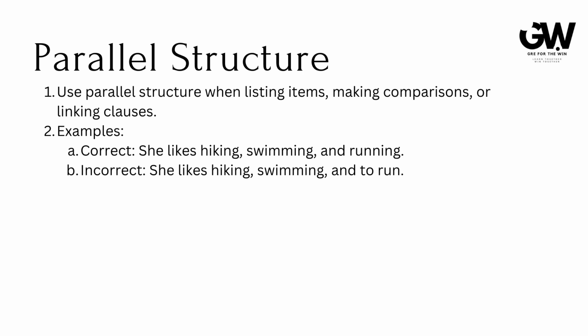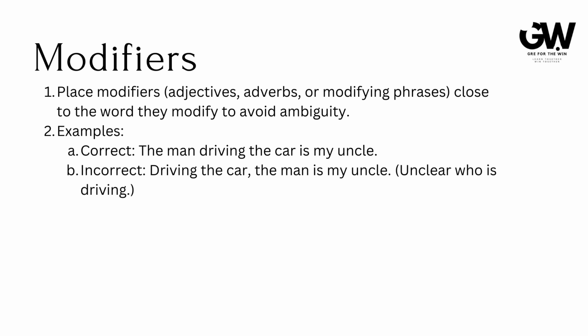In this task, you must ensure that all items in a list or comparison follow the same grammatical form. For example, "to run," while seemingly correct, is not in the same form as hiking and swimming. Therefore, the verb "to run" must be converted into the gerund, running. The fifth task is modifiers.